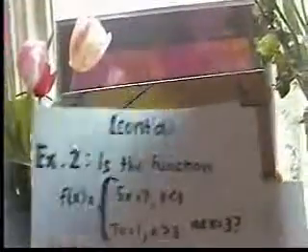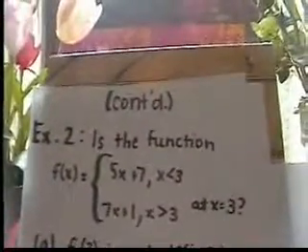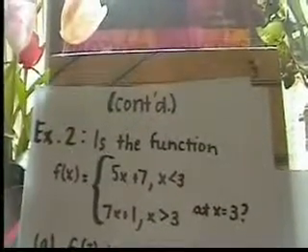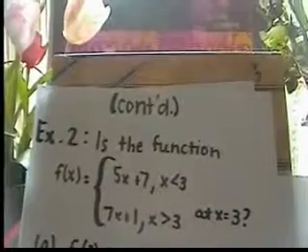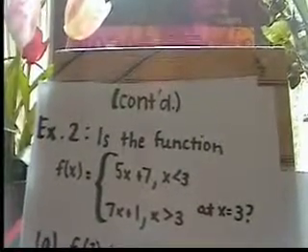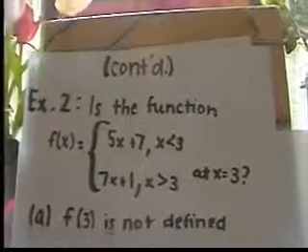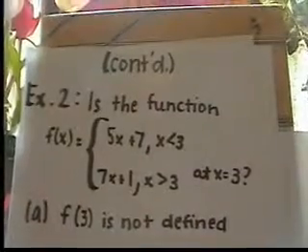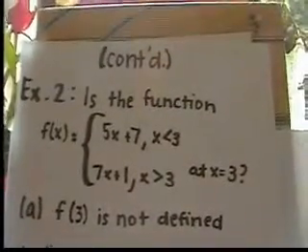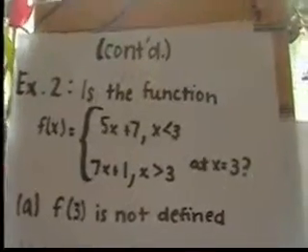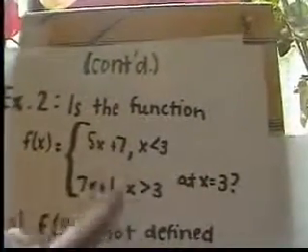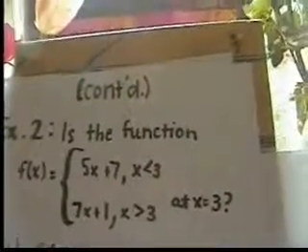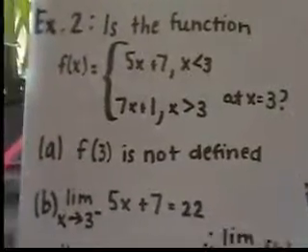Now let's look at another example. Is the function f of x equals 5x plus 7 if x is less than 3, and 7x plus 1 if x is greater than 3, continuous at x equals 3? Let's go through our conditions one more time. A, f of 3 is not defined because you don't have anything that says there's a specific value if x is equal to 3. So we have to test the limit, which is our second condition.